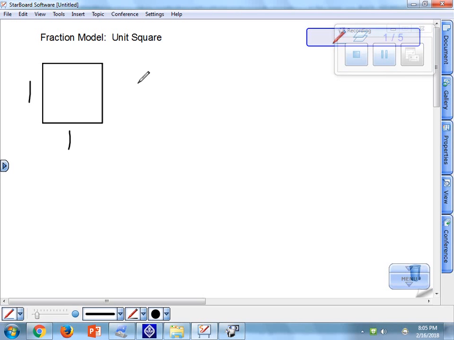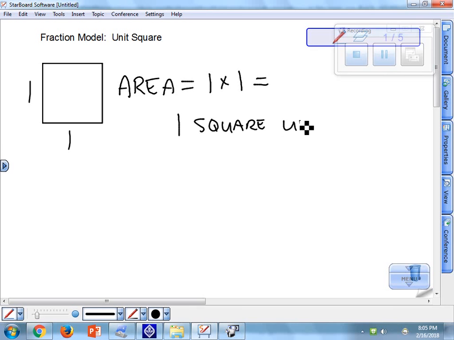That means that the area of this particular square is equal to length times width. It's equal to 1 square unit. And that's the basic model we're going to use for talking about the terminology on the next few pages.